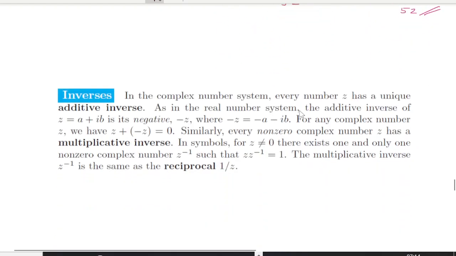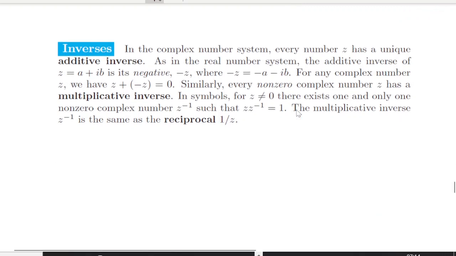Now the next term is inverse. As we have said, if a complex number is not equal to 0, we can go for its inverse.